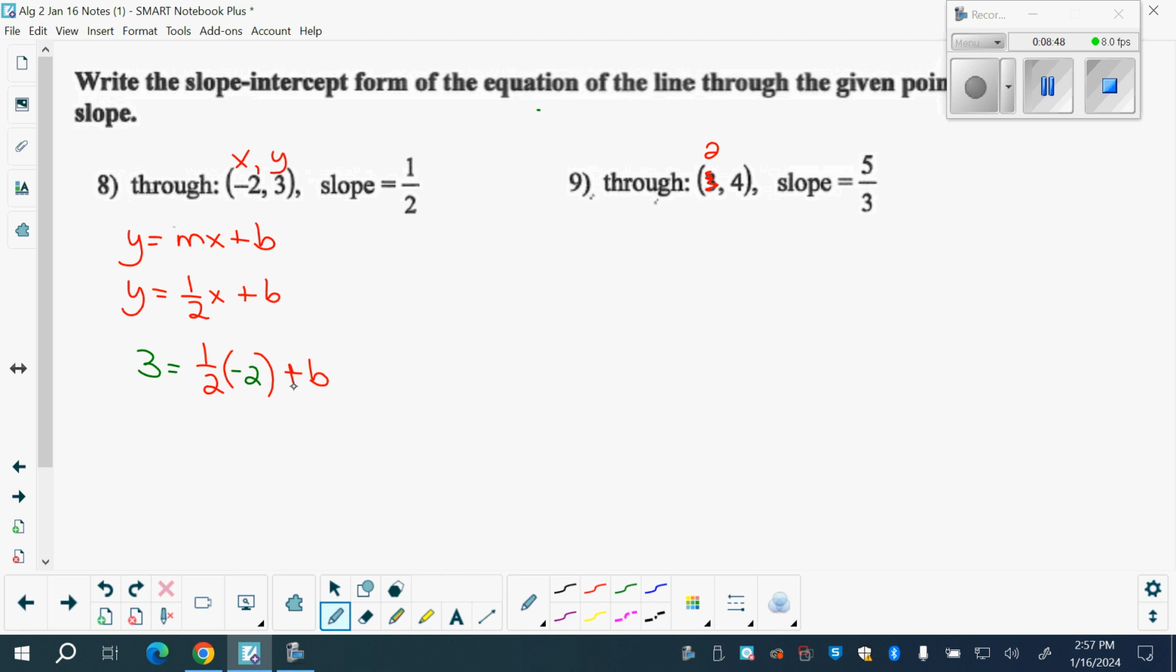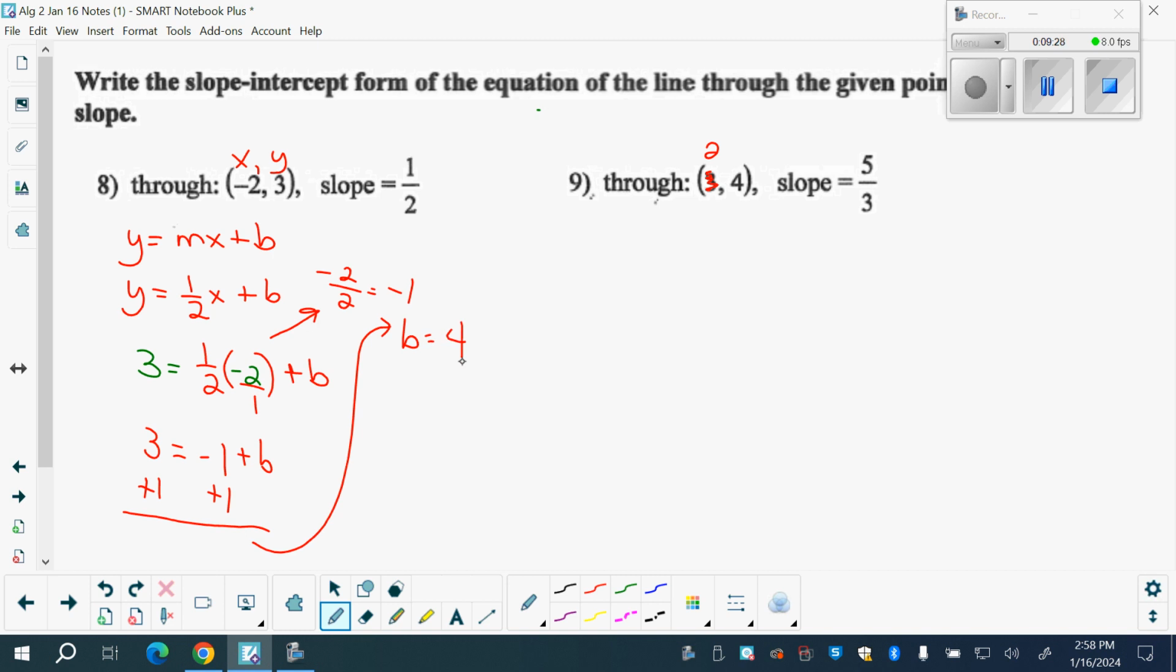Okay, hang on just a little bit longer. So how do we find half of -2? Okay, or you can just multiply straight across. 1 times -2 and 2 times 1. So that gives you a -2 over 2, or -1. So 3 equals -1 plus b. So we add 1. And b is 4. And so our equation, y is equal to half x plus 4.